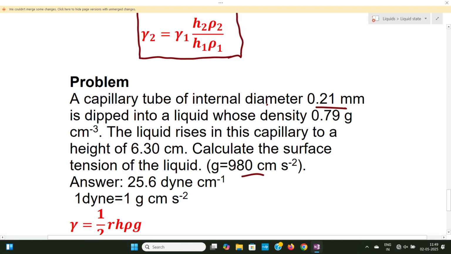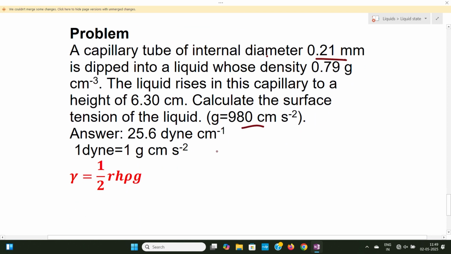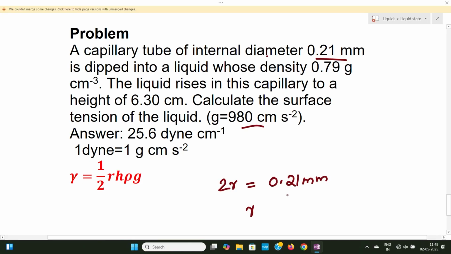The data is given. The capillary tube of internal diameter, that means 2R, is given as 0.21 millimeter. As we discussed in the surface tension determination equation, R is the radius of the tube in centimeter. Therefore, we have to convert this millimeter into centimeter. First, we have to find the radius of the tube, that is 0.21 by 2. So, this is the radius of the tube.